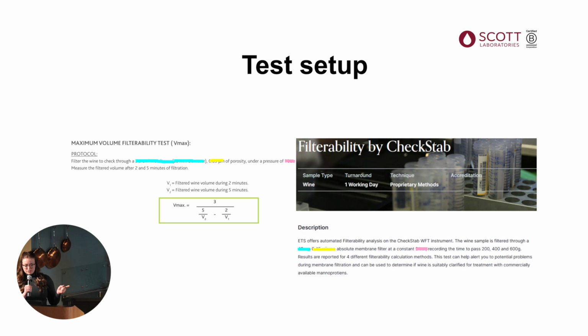Pink shows the differences in the test pressure. One test is calling for 1 bar, another test is calling for 2 bar. And something that's not shown here is temperature. So a lot of different methods will call for different temperature procedures. So some will have you bring the wine into the lab and warm it up to lab temperature.